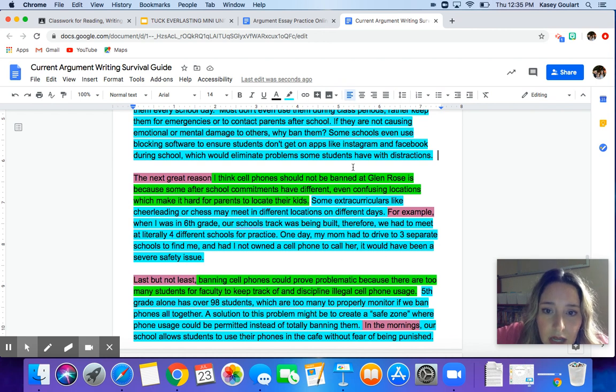I think cell phones should not be banned at CCETA because some schools have after school commitments, blah, blah, blah. Good. Some extracurriculars like cheerleading or chess may meet in different locations on different days. Good simple sentence. For example, I'm using a personal example. This is true. When I was in 6th grade, our school's track was being built. Therefore, we had to meet at literally 4 different schools for practice.